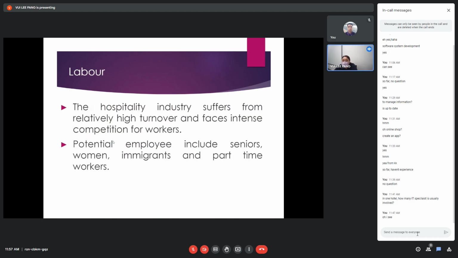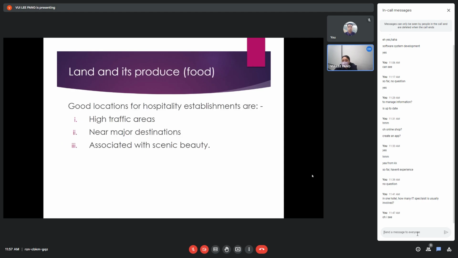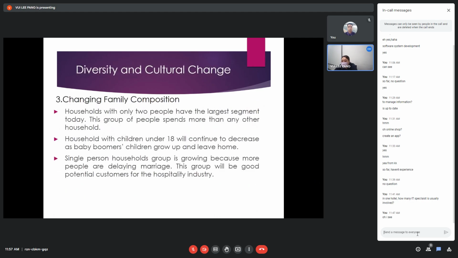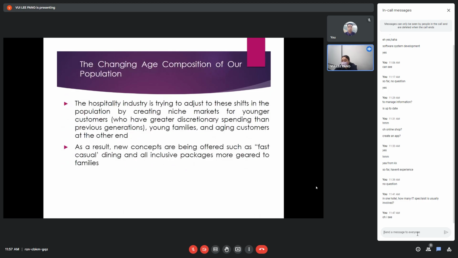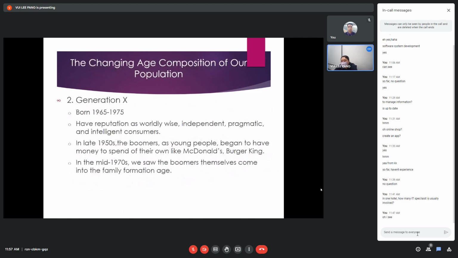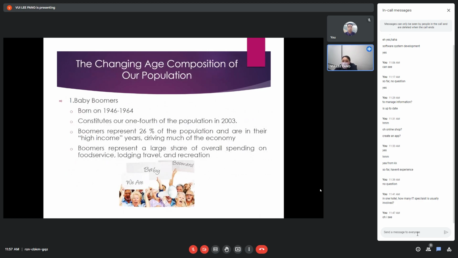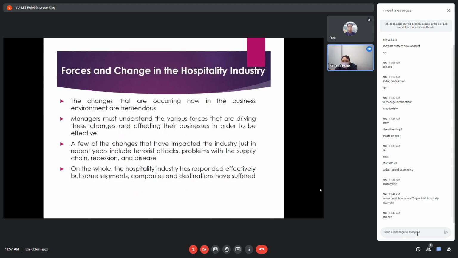And then labor, we need staff. We need potential employees including senior women, immigrants, and part-time workers. Okay, that's all from me about some of the intro to the hospitality industry.